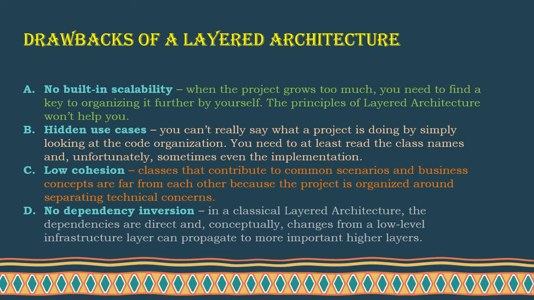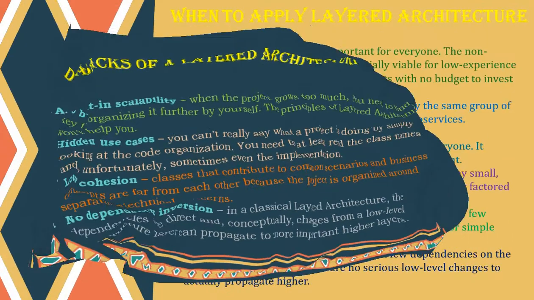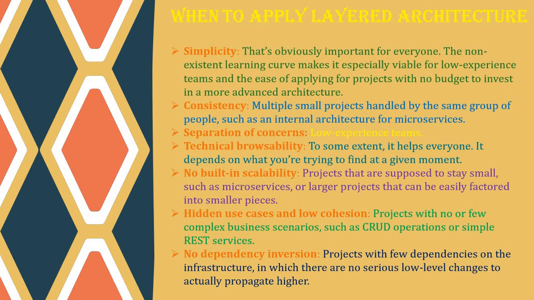Then the next drawback is low cohesion. The classes that contribute to common scenarios and business concepts are far from each other because the project is organized around separating technical concerns. There is no dependency inversion. In the classical layered architecture, the dependencies are direct. Changes from the low-level infrastructure layer can propagate to the more important higher layers. So these are all the drawbacks of layered architecture.